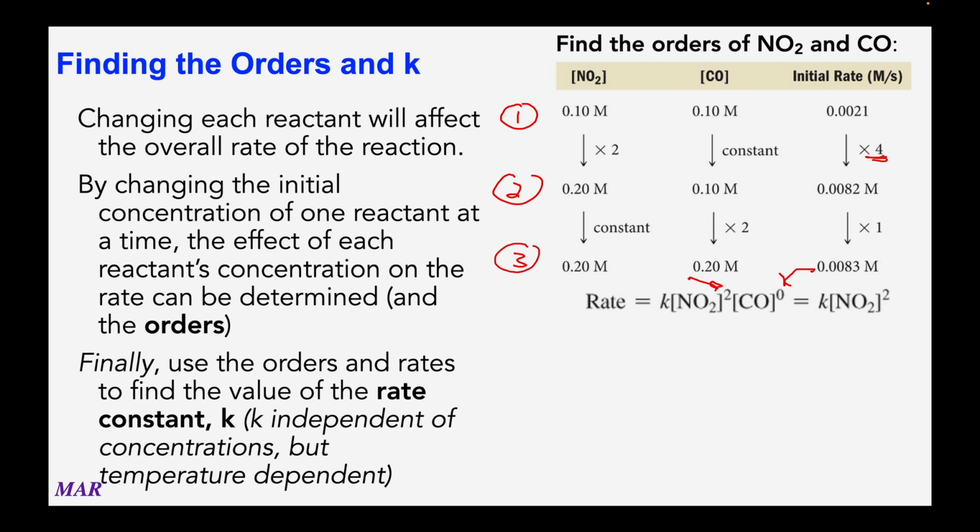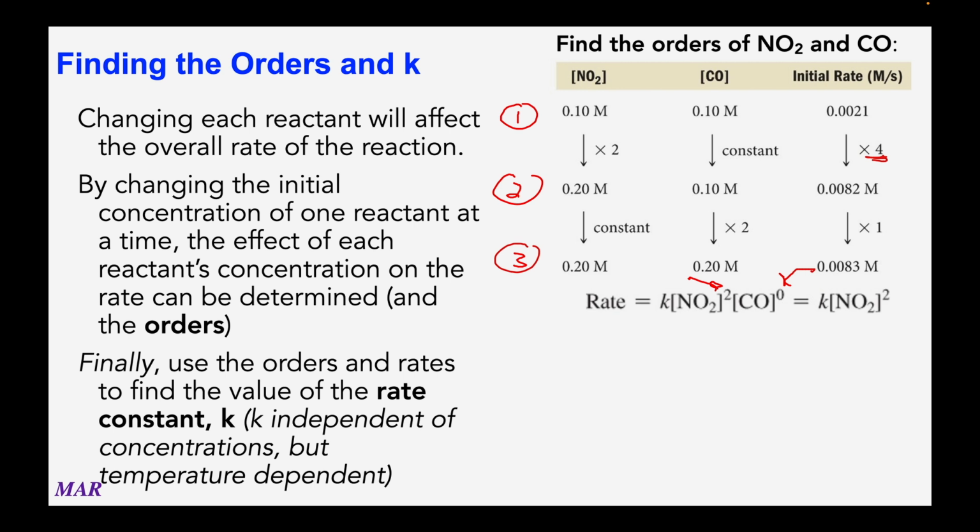So again, to find these orders, you want to change one reactant and leave all the other reactants alone. And as you change one reactant, you look for the change in the rate. So doubling NO2, the rate went up by 4. 2 to the x equals 4, x is going to be 2.